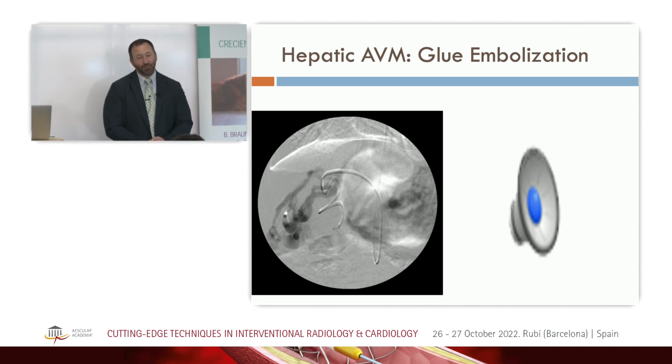No, it's an indication to do it because if you close the AVM, you can reestablish hepatopedal flow. So even though they have shunts, they may still need medical management afterwards, but if you actually reestablish hepatopedal flow through the portal vein, now your liver is going to get normal blood supply.